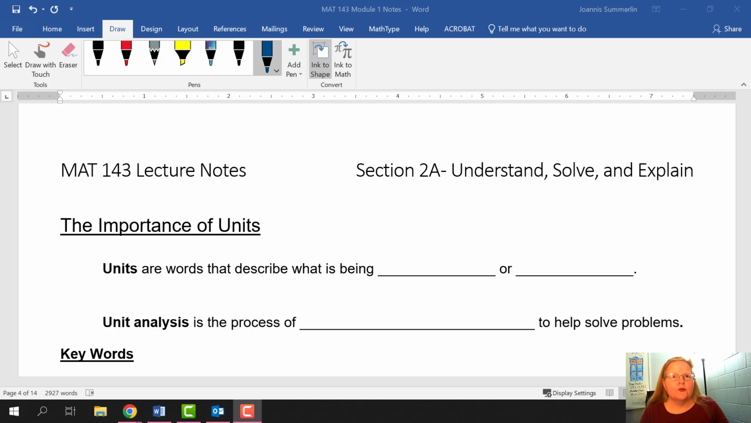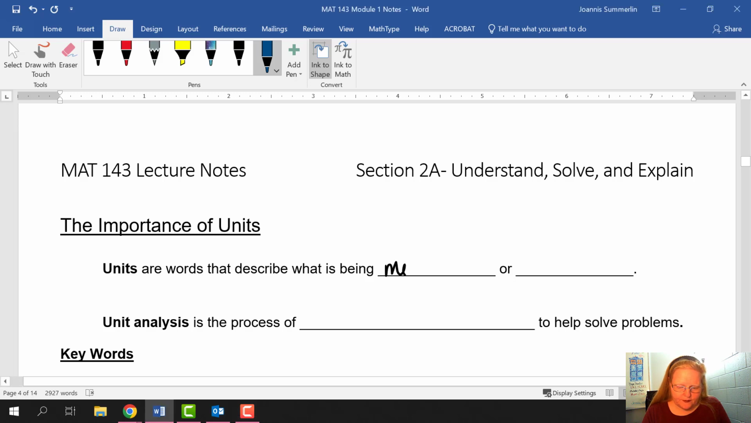If you don't do the unit analysis, and if things don't work out the way that I show you, then you tried to do it in your head and follow your gut, and it doesn't quite flow the right way. Gets kind of sad in the end. So we're going to stick with what we know works. So units are words that describe what is being measured or counted.